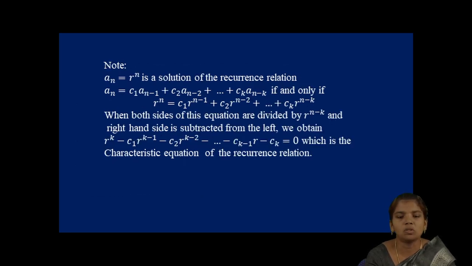Now, one important note: a_n equal to r^n is a solution of the recurrence relation if and only if r^n equal to c1 r^(n-1) plus c2 r^(n-2) plus etc. plus ck r^(n-k). After simplifying, we obtain r^k minus c1 r^(k-1) minus c2 r^(k-2) minus etc. minus c_(k-1) r minus ck equal to 0, which is also called the characteristic equation of the recurrence relation.